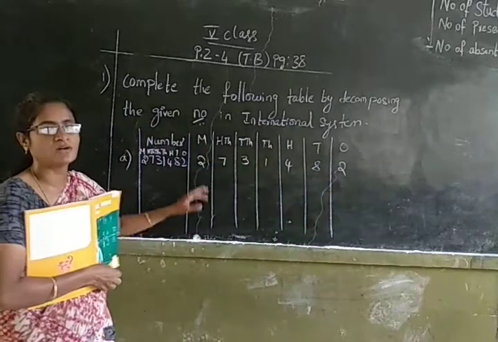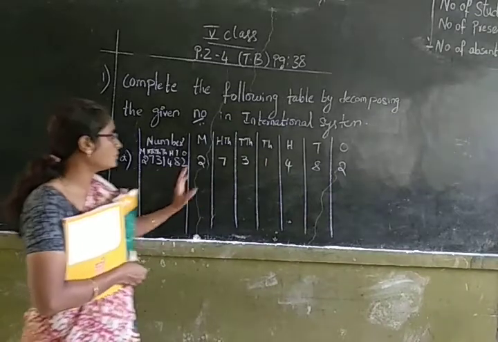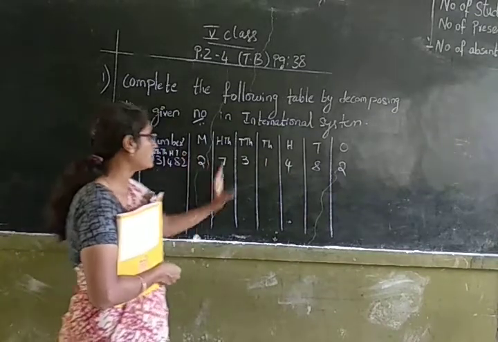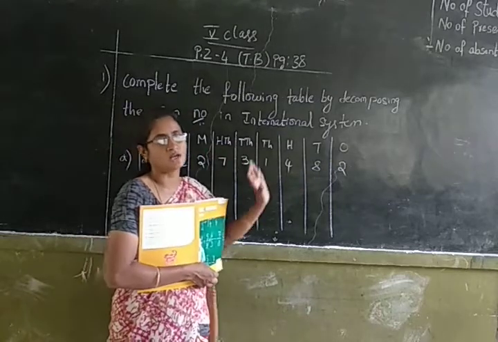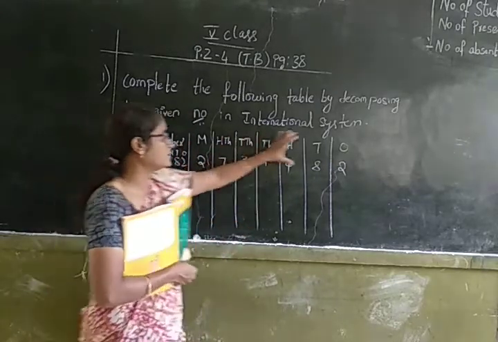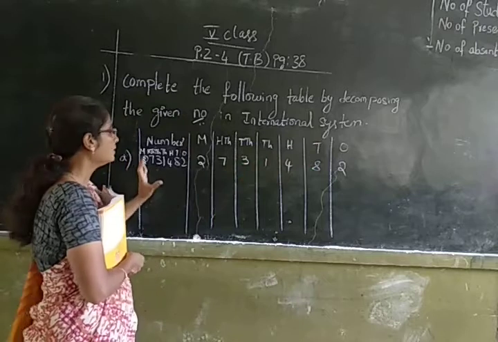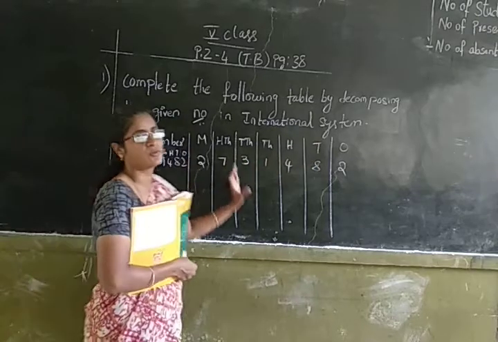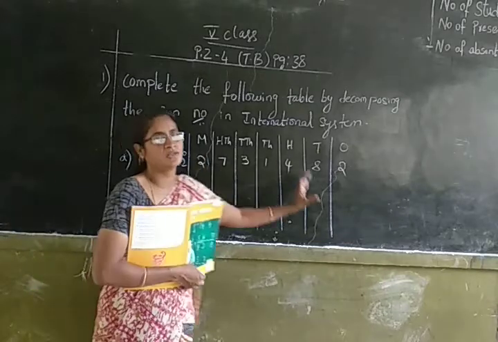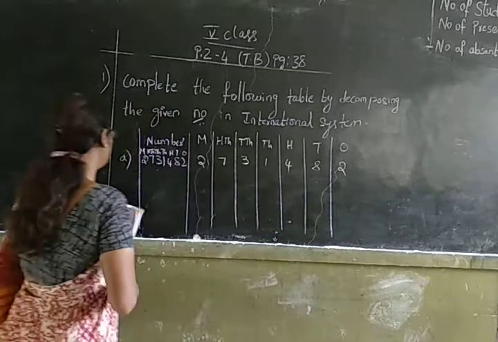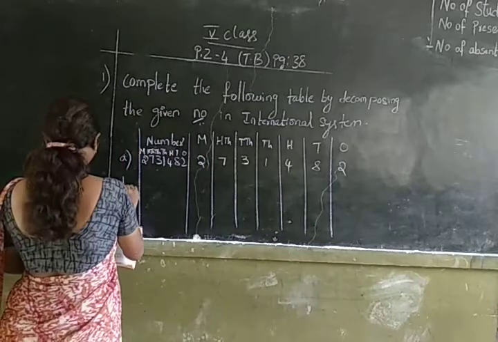Okay children, here what I have done? I have decomposed this number according to its places in international system. First I have written the places, then I have written the digits in the corresponding places. Okay, now let us do the next sum.